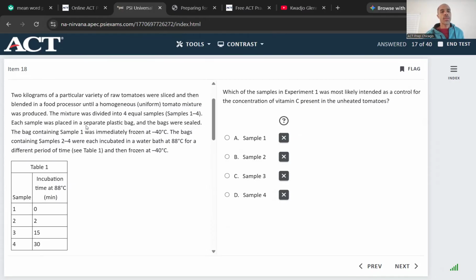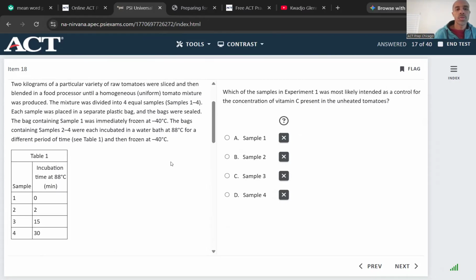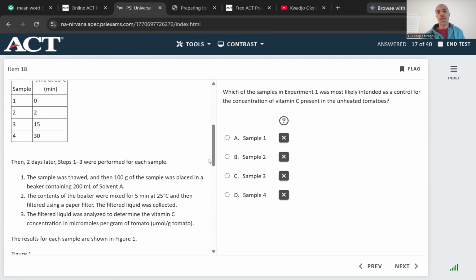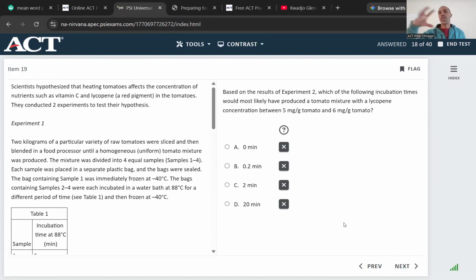They said the batch containing sample one was immediately frozen. The batch containing two through four were each incubated in a water bath, and then they were frozen. So this one was immediately frozen. We didn't put any heat on it. These were heated then frozen. All right, so yeah, sample one is the control. It's the thing that usually doesn't change while every other thing changed, and you compare the things that change to the thing that doesn't change.